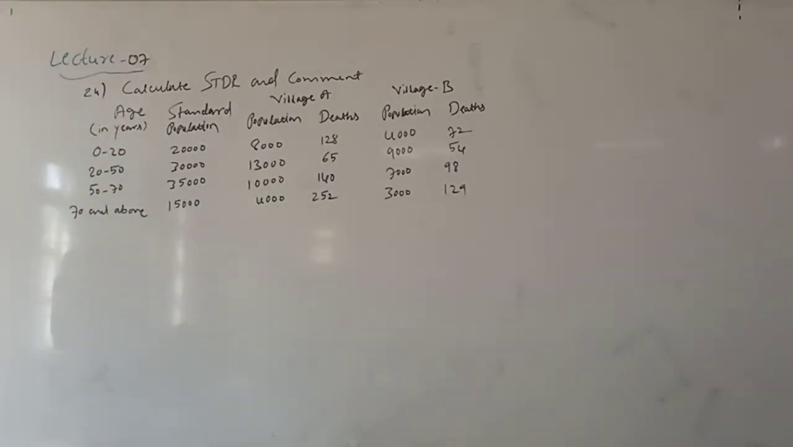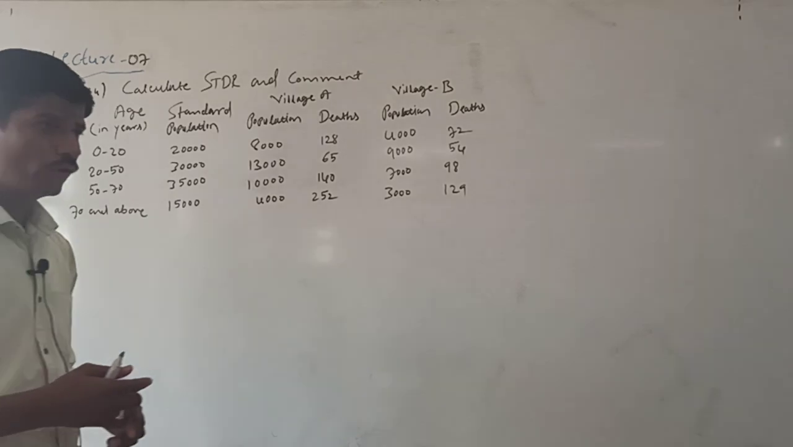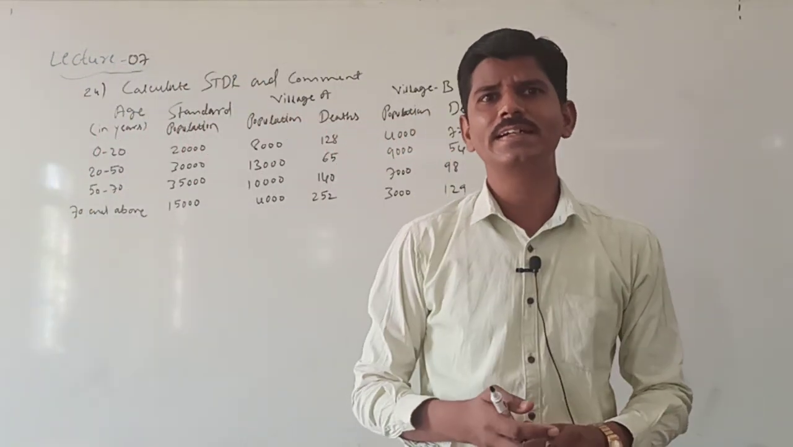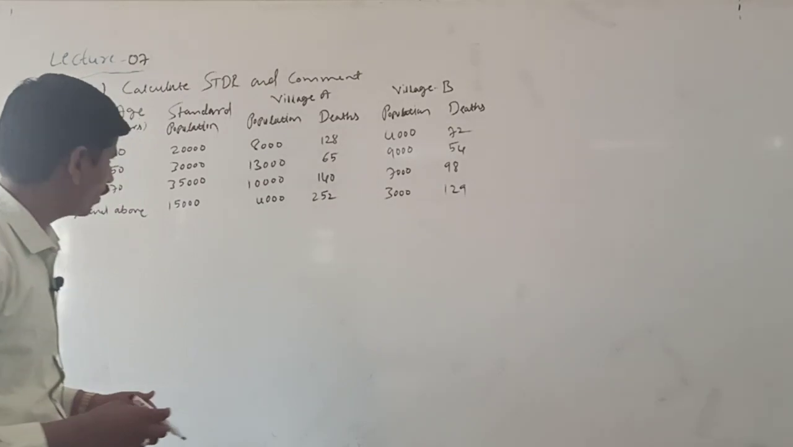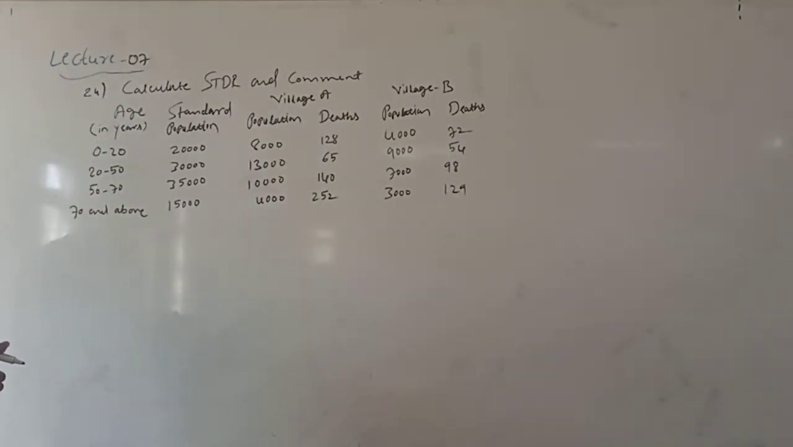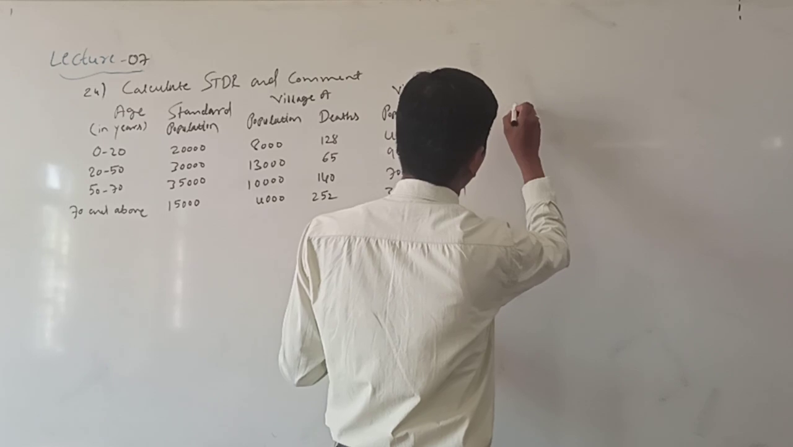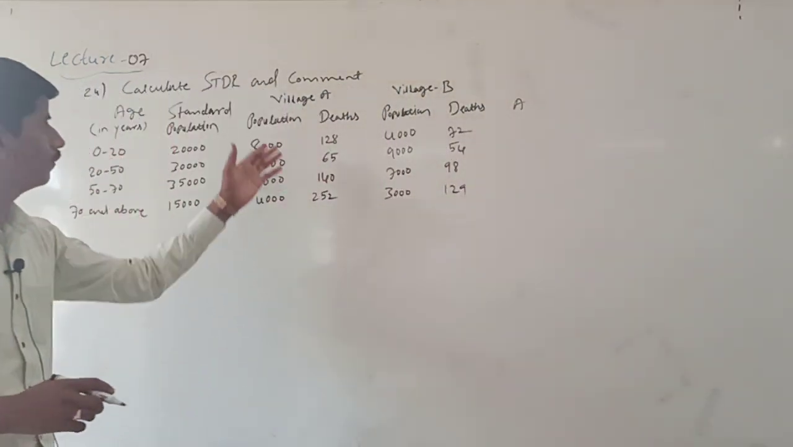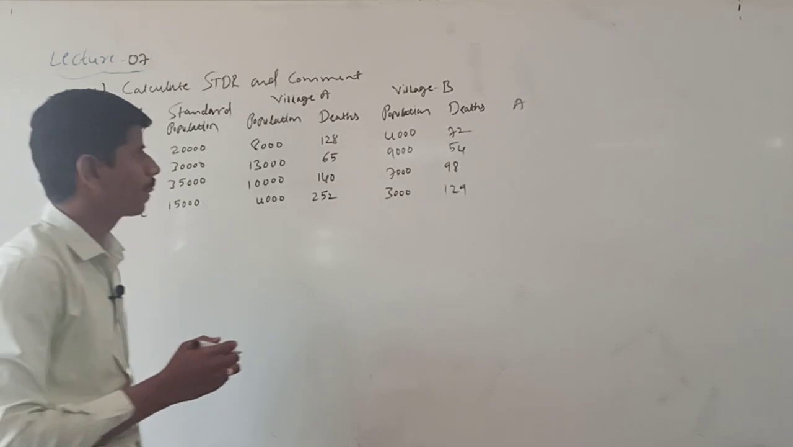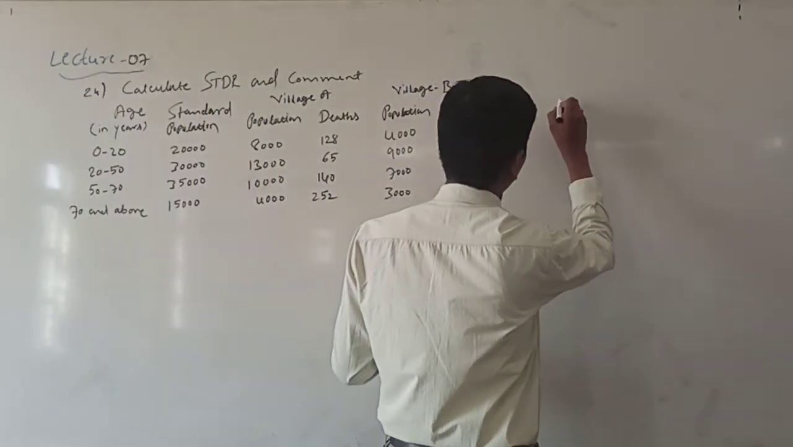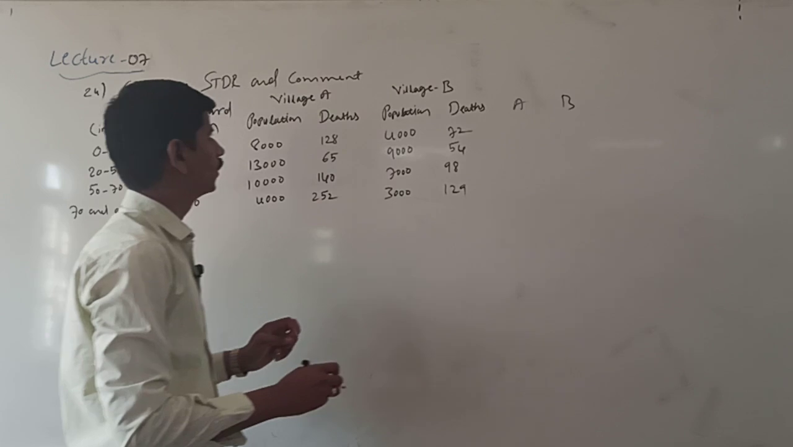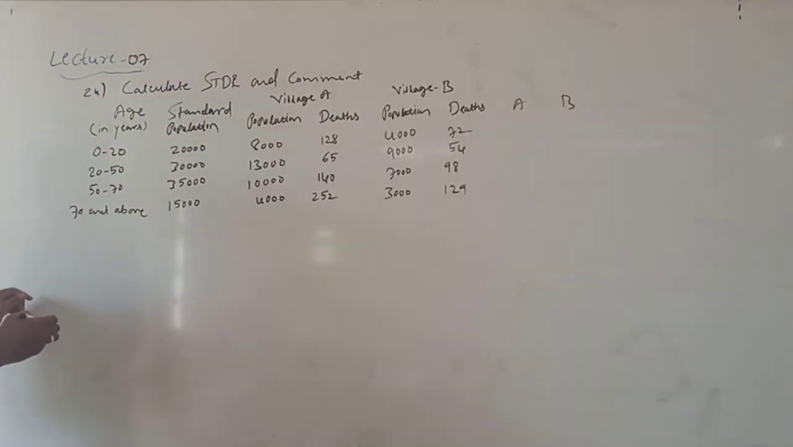Here they are given age group, standard population, village A population and deaths, village B population and deaths. Here we have to calculate STDR for A and STDR for B. First you have to calculate ASDR for population A and ASDR for population B. Here we have to find first A and B values. A is nothing but ASDR for population A, and B is nothing but ASDR for population B, or village B. Okay, here solution.